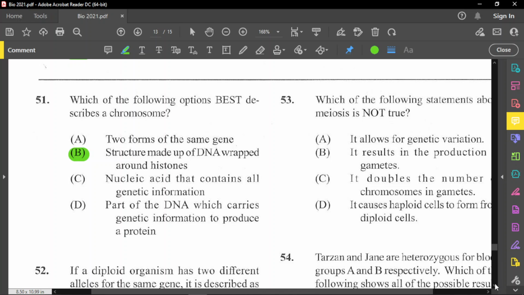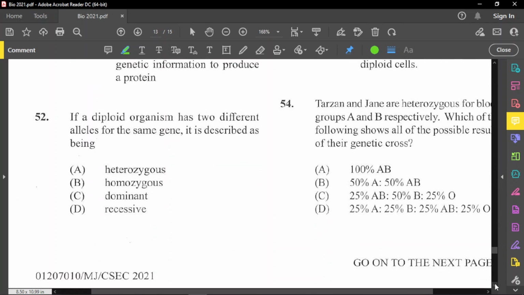All right, 52. We're almost there. Pretty much excited, isn't it? So 52, if a diploid organism has two different alleles for the same gene, it is described as what? I notice that here, two different alleles. If it's different, think about the word different. It is hetero. Hetero means different. And so off the bat, we know A has to be your answer for 52. Homo means the same. Dominant and recessive describe an allele, a single allele generally. The genotype here is heterozygous or homozygous.